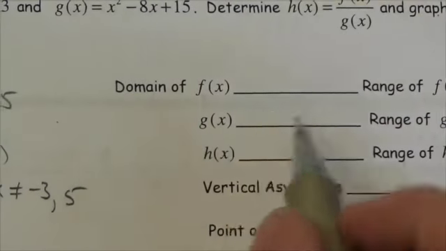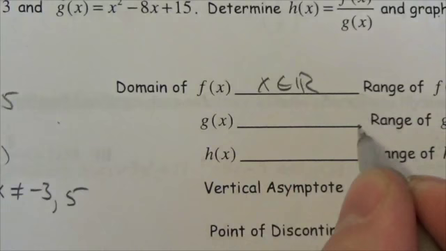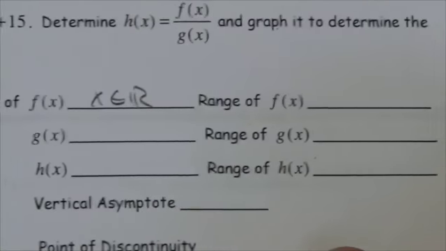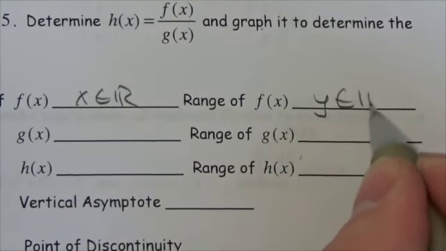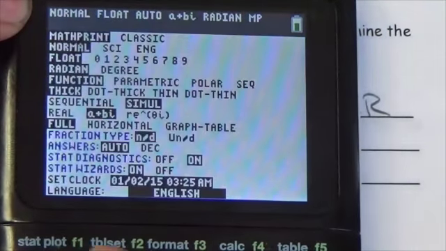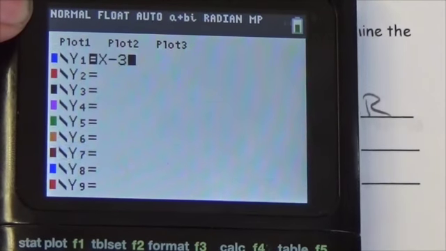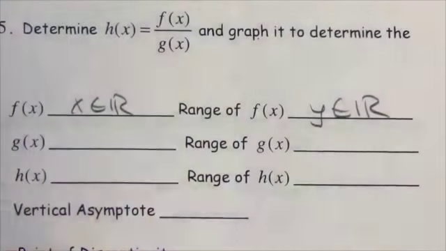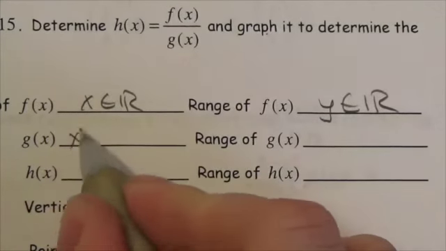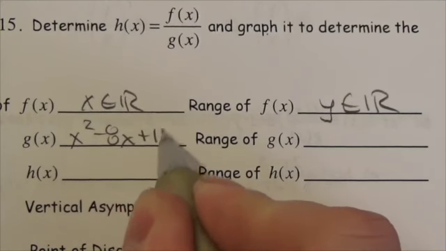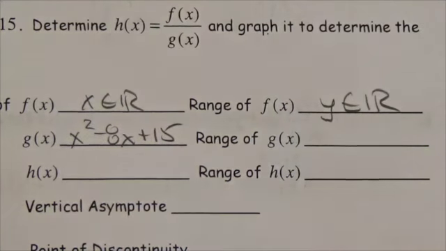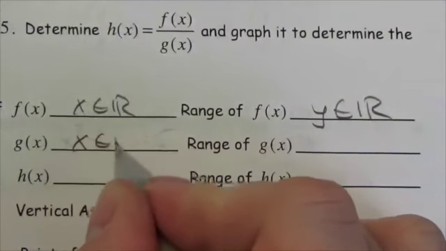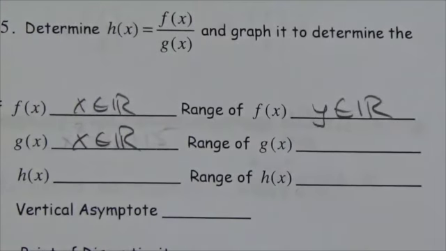Now the domain of f of x, well, this was all reals. Okay, the range of f of x, this is going to be all reals. Now I can verify that by simply going to my calculator and entering x minus 3. That's just a straight line, okay? G of x is going to be x squared minus 8x plus 15. This is where we're supposed to put the range here. And it's a quadratic, and so x is an element of the reals.